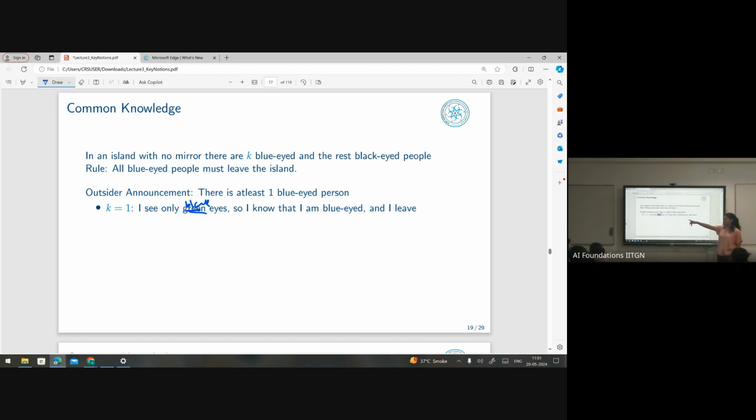So I see only black eyes, right? I am the only blue-eyed person on the island. I only see black eyes everywhere, and I know the announcement. The announcement says that there is at least one blue-eyed person, and I only see black eyes. That means I must be that one blue-eyed person, right? I'm smart enough to figure that out, so I'll leave.